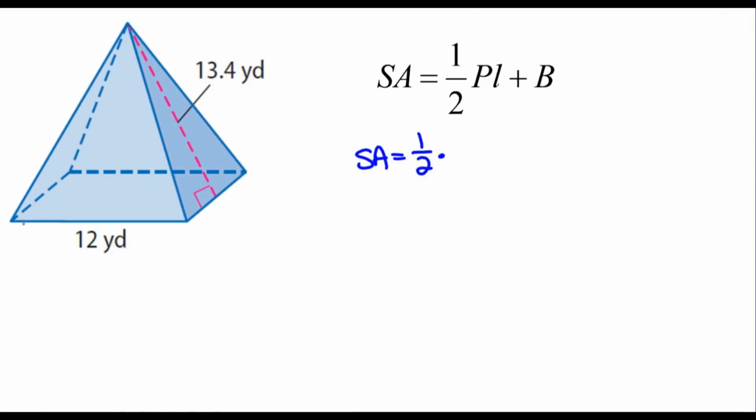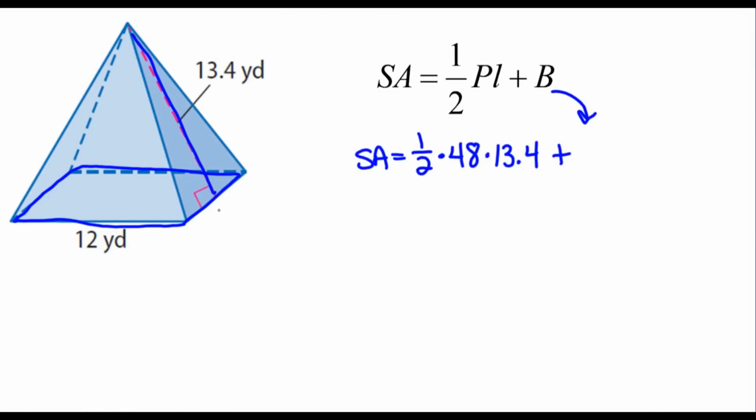1/2 times the perimeter of the base here is going to be 12 times 4, because again, this is going to be a square. It's going to be a regular polygon. 12 times 4 is 48. That's the perimeter. And then my slant height is here. That's 13.4 yards. And then I'm going to add the area of the base.